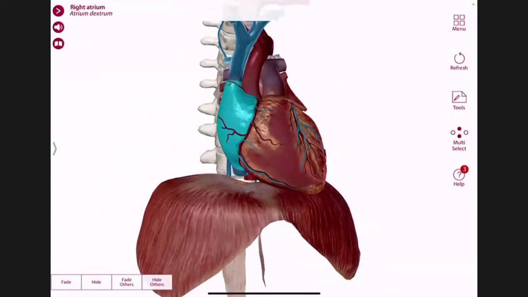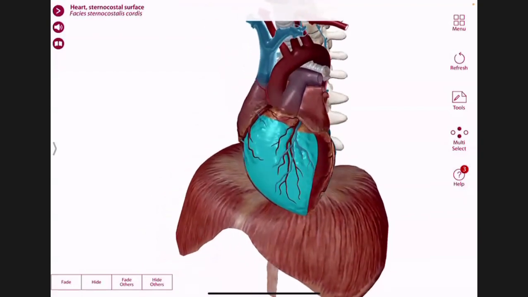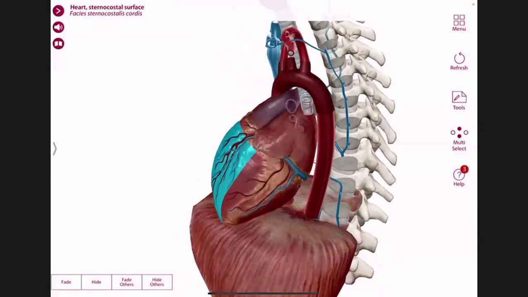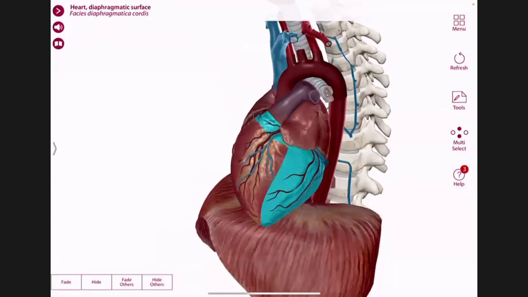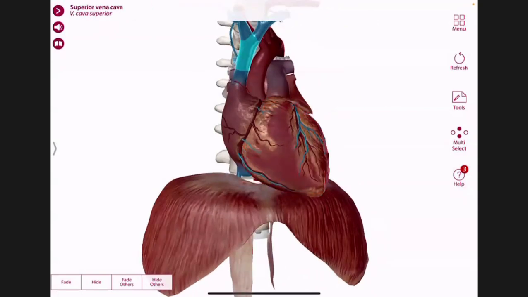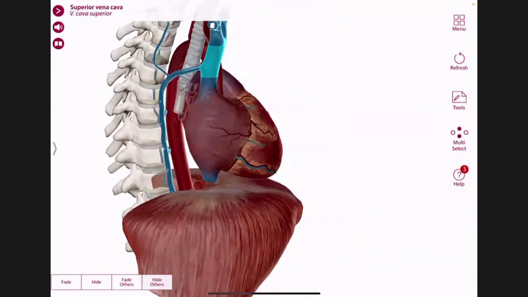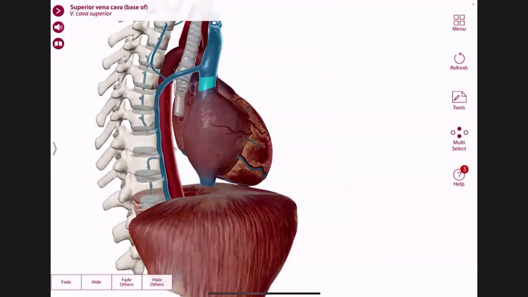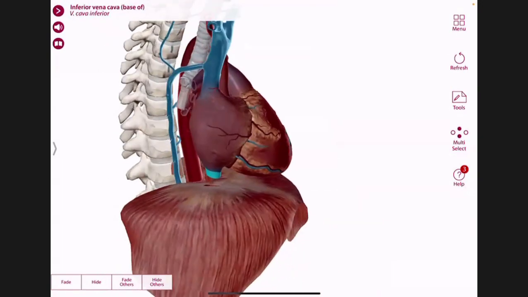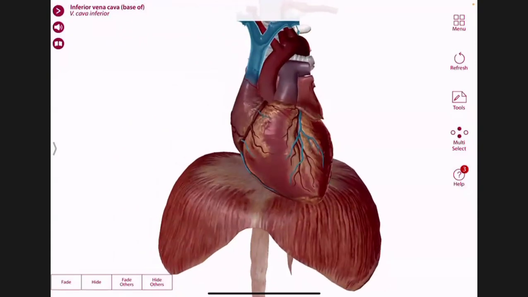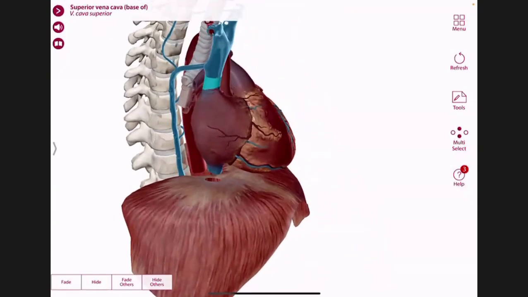See, this is the right atrium, and this is the right ventricle. Over here, this is the left atrium, and this is the left ventricle. Into the right atrium, which blood vessels open? Tell me. See, this is the superior vena cava, the upper part. This is the lower part, the inferior vena cava, which takes blood from the bottom. And the superior vena cava brings blood from the upper part, right?